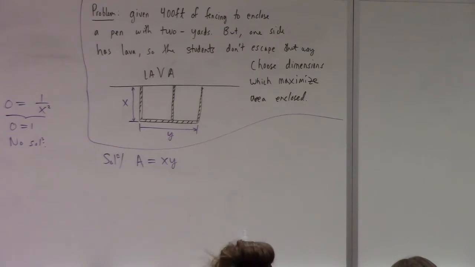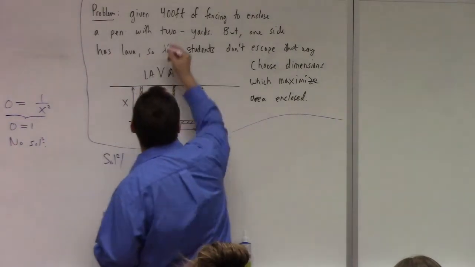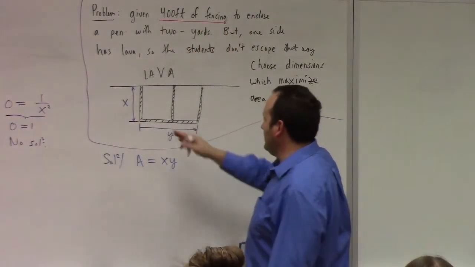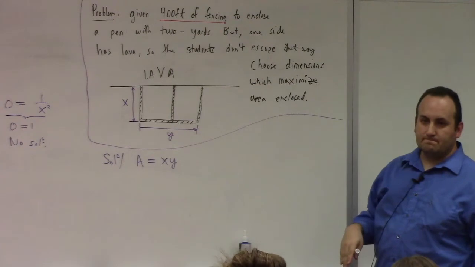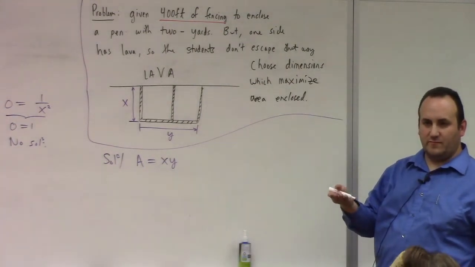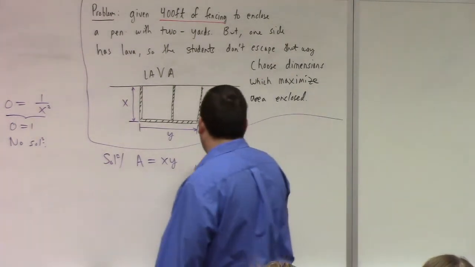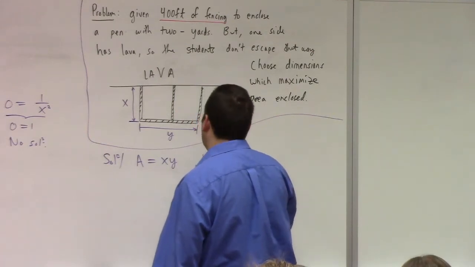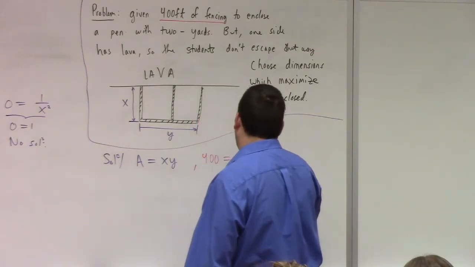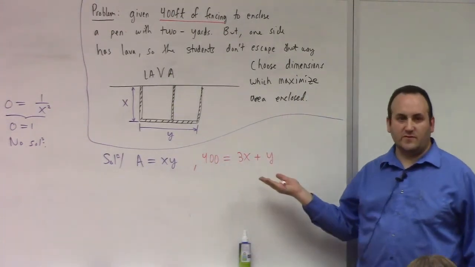What am I given? Yeah, 400 feet of fencing up here. Now, how does that relate to this? I need a formula for the length of fence used. 400 equals, what did you say? 3x plus y, right?